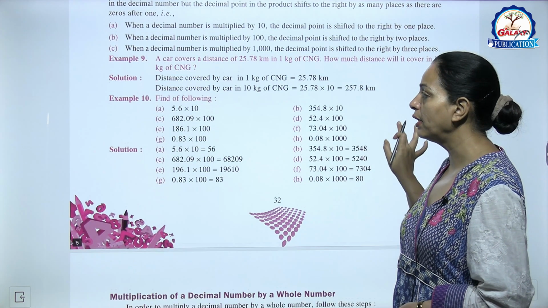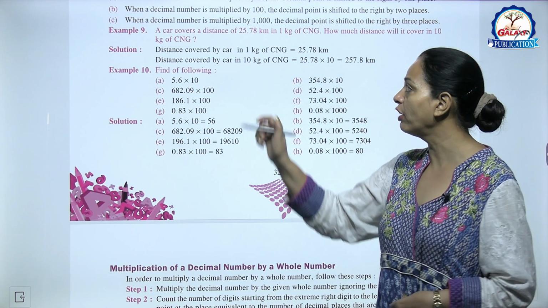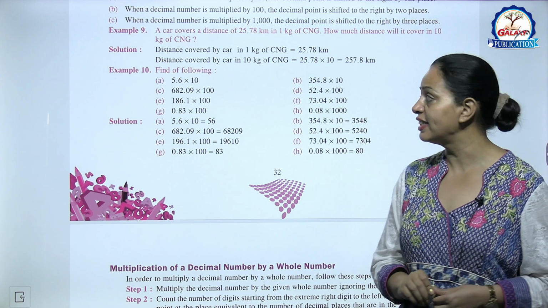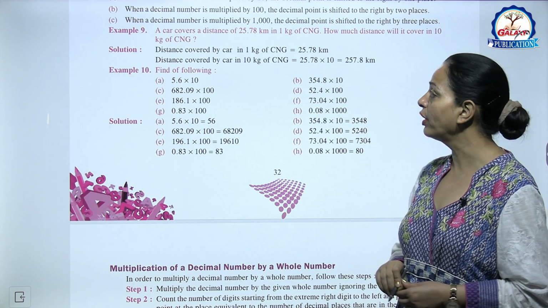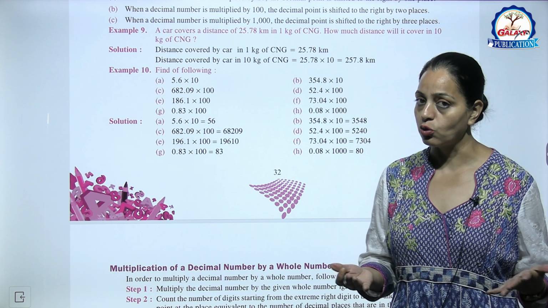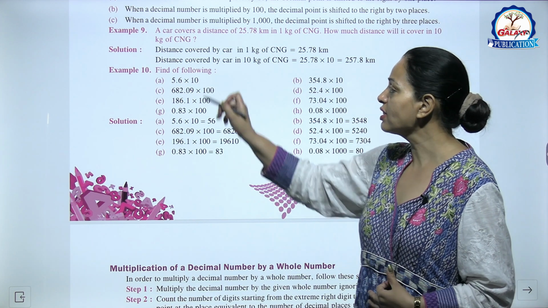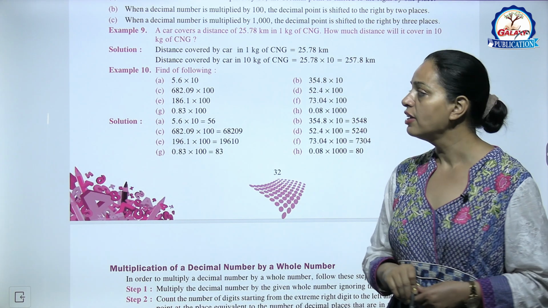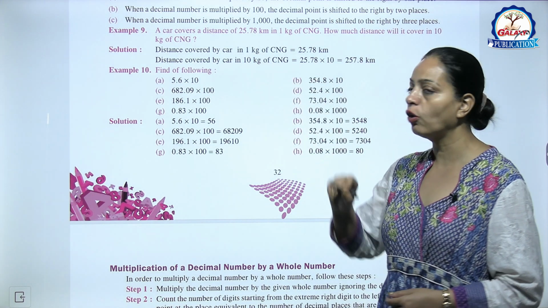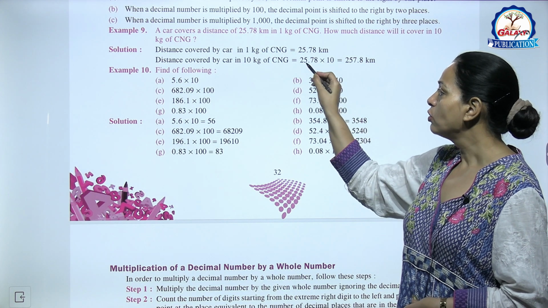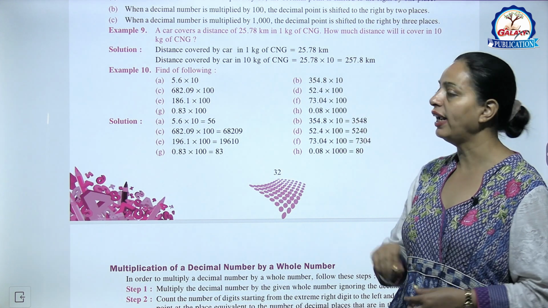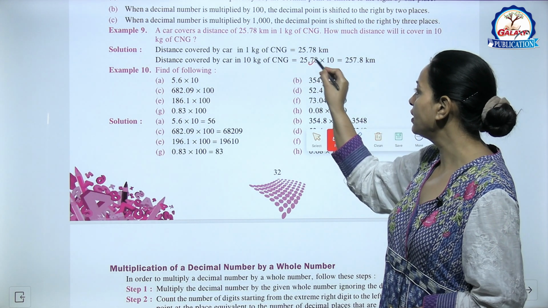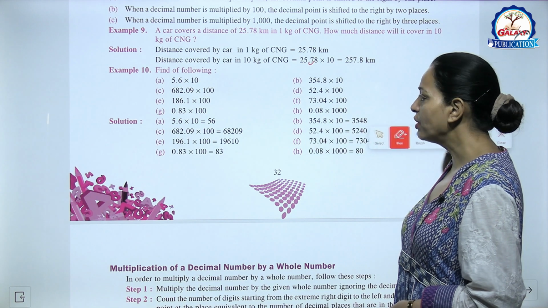Okay. Now example 9. A car covers a distance of 25.78 kilometer in 1 kg of CNG. How much distance will it cover in 10 kg of CNG? So more distance, it means multiply. So distance covered by car in 1 kg of CNG is 25.78 kilometer. So distance covered by car in 10 kg of CNG, multiply by 10. So 257.8 kilometer. Decimal हम shift कर देंगे after 1 digit right side. Okay, I hope this is clear to you.